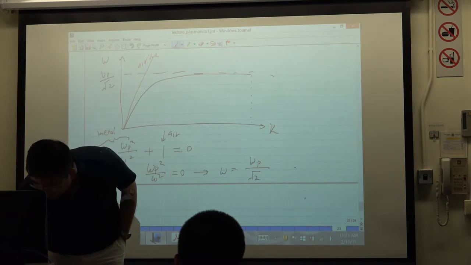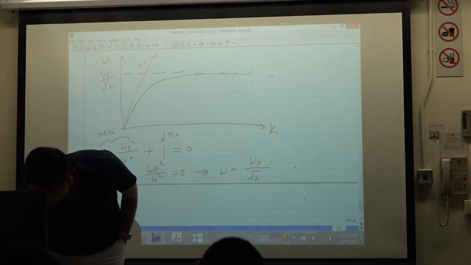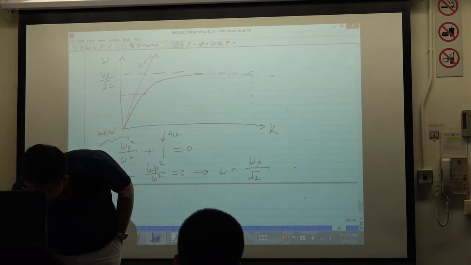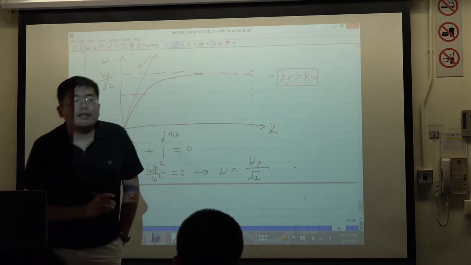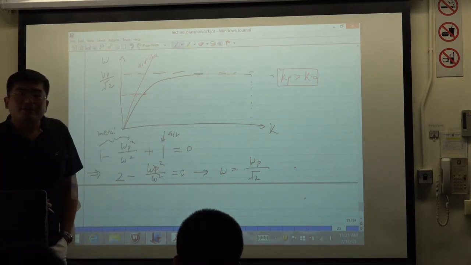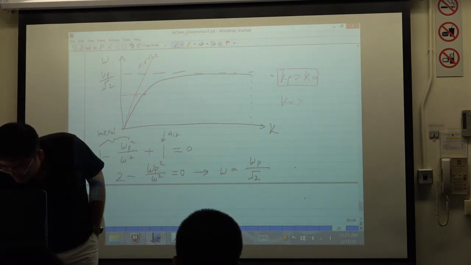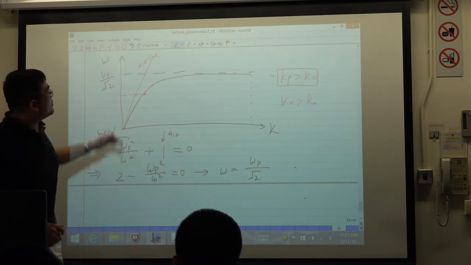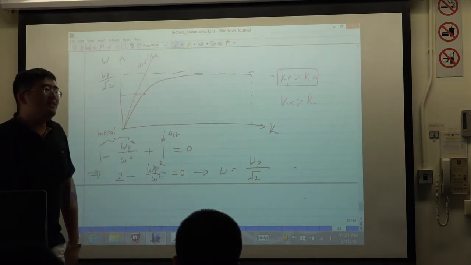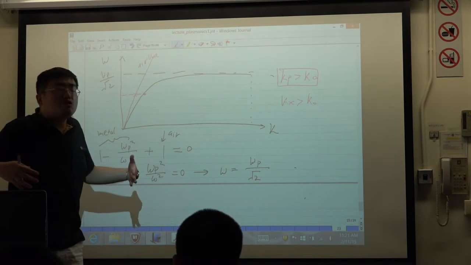Because I just gave this another line. Okay. The K rho should be larger than K0. K rho is the tangential wave number, or Kx should be larger than K0. The tangential wave number should be larger than the free space one. And this is the guided mode, because they must be trapped, right?